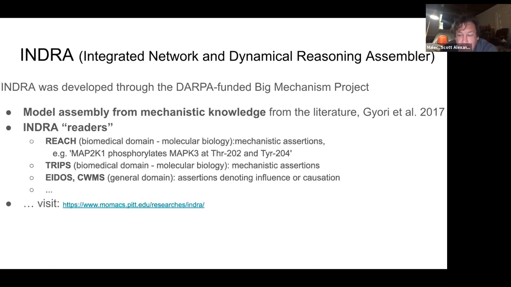in this area. So INDRA has several readers. Each of these readers has a different focus, and it adds a different layer of interpretation to the text that is being analyzed. The REACH and TRIPS readers are biomedical domain readers, and you'll get methylation, phosphorylations, very mechanistic type relationships. The ADOS reader is more general domain, and it seems to be more interested in causative relationships, which are of course extremely important in science as well.